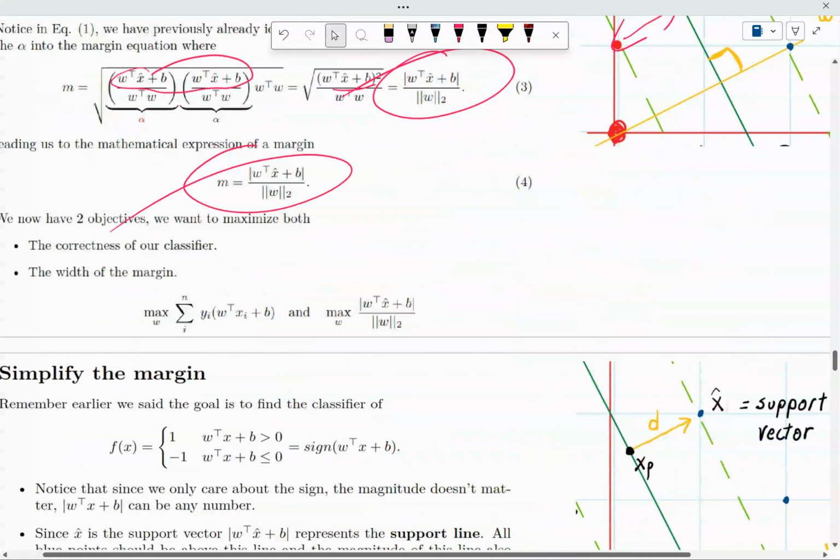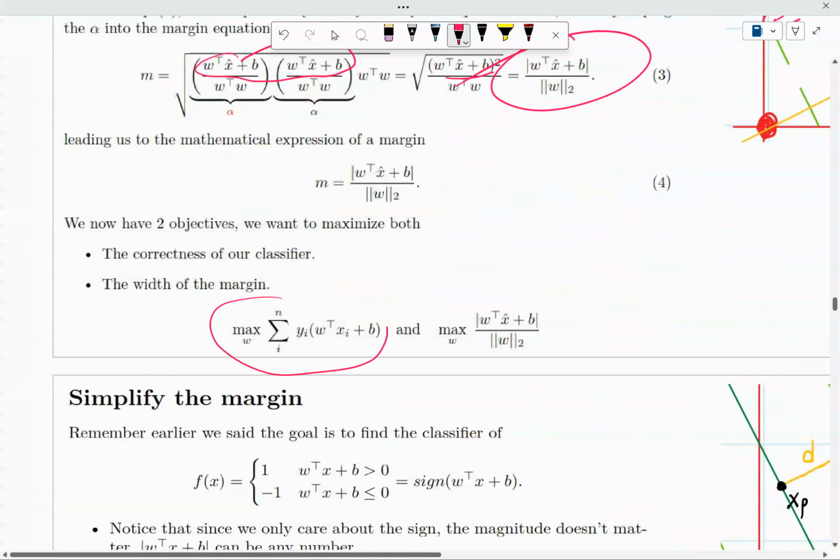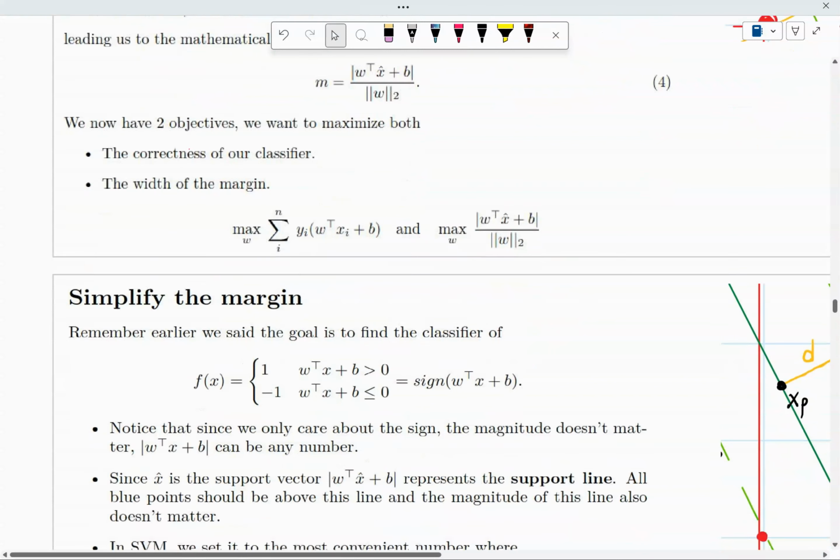So what we have now is two objectives. Objective one, we want to find the W that maximizes this expression. Remember, if this expression is positive, then it's a correct classification. So we want it to be as positive as possible when we add up all the samples. So this right here essentially measures the correctness, and this one is the mathematical representation for margin. So we want to simultaneously maximize the correctness as well as maximize the margin. Okay? So now we have the mathematical representation for both of them.